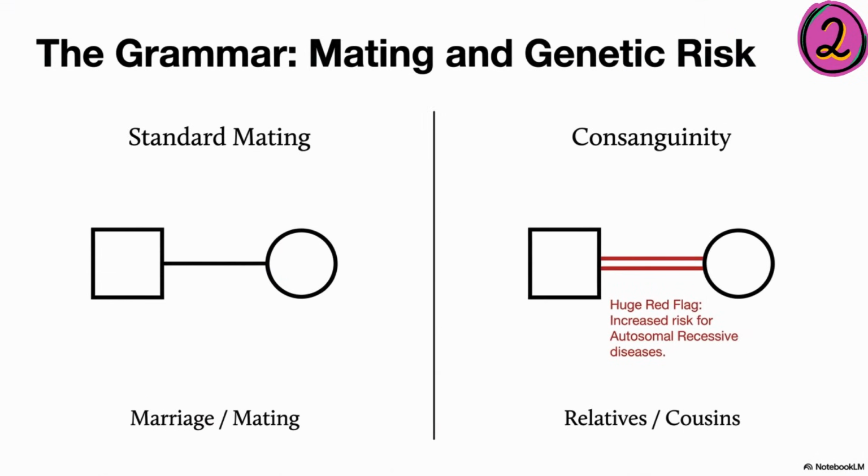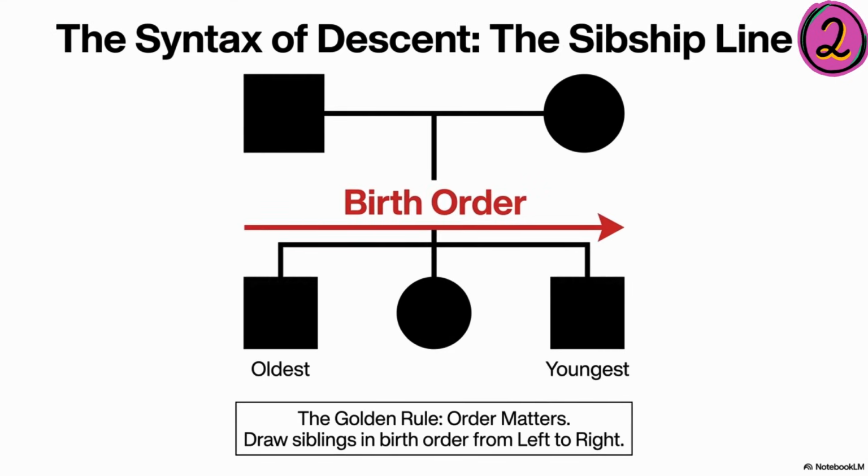Step 2. The connections. For marriage or mating, draw a horizontal line connecting a circle and a square. For consanguinity, if they are relatives like cousins, draw a double line. This is a huge red flag for autosomal recessive diseases. For offspring or sibship line, draw a vertical line down from the marriage line, then a horizontal bracket. Draw siblings in birth order from left to right, oldest to youngest.